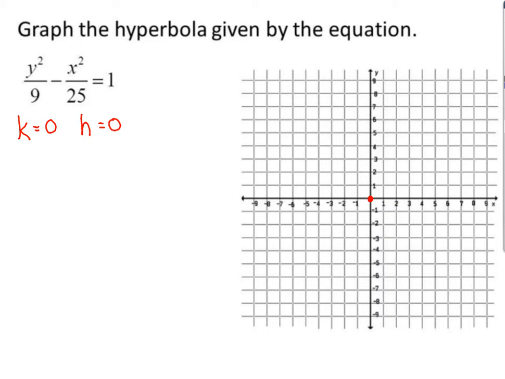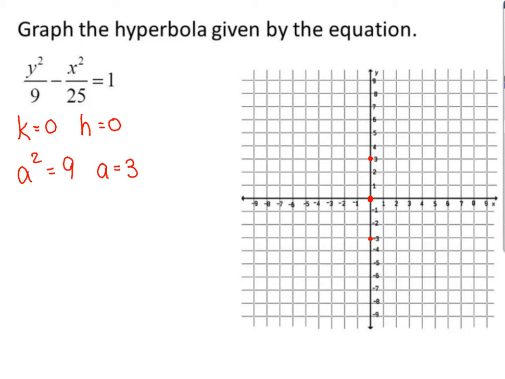Your a squared value always comes first, so we know that a squared is equal to 9, or a is equal to 3. Now this tells you how far you need to go to get to your two endpoints for your transverse axis. Now we know it's going to open vertically, so from here I'm going to go vertically up 1, 2, 3, I'm going to put a dot. I'm going to go down 1, 2, 3, I'm going to put a dot.